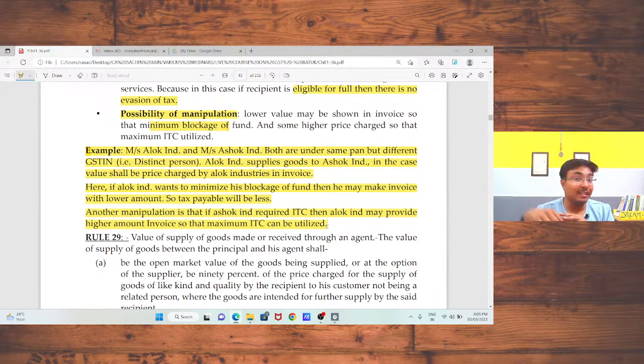Tomorrow, we are going to discuss rules 29, 30, 31, or we will start our discussion on the very important topic, the heart of GST, input tax credit under GST.